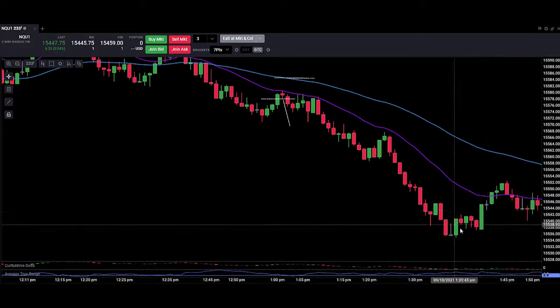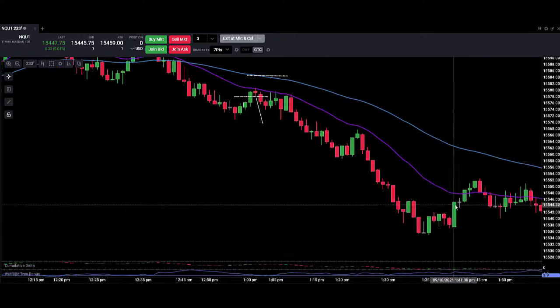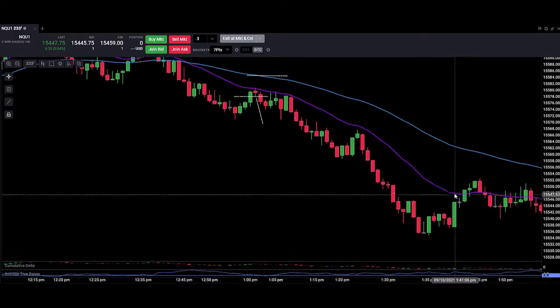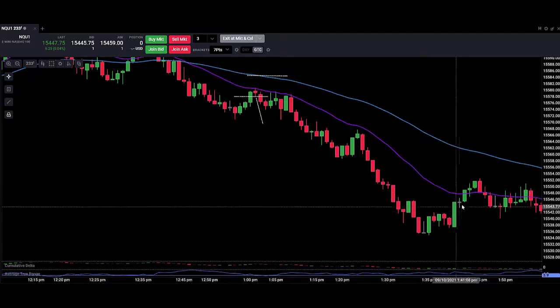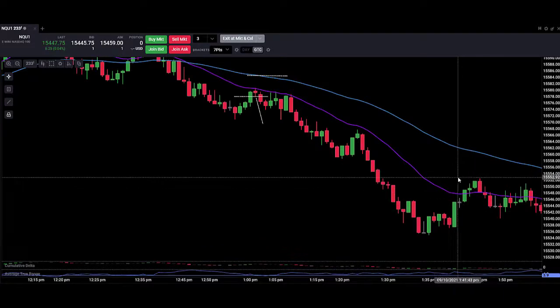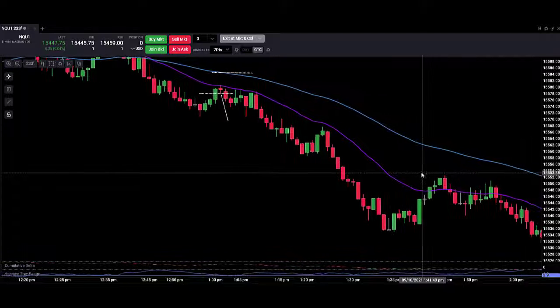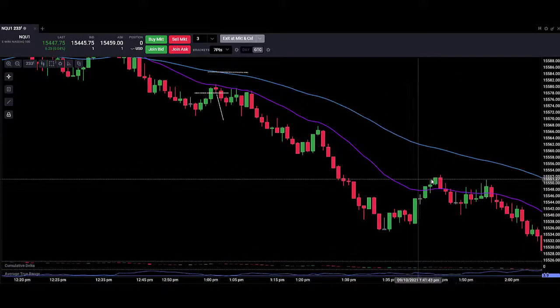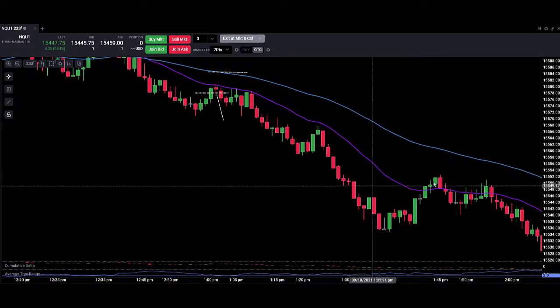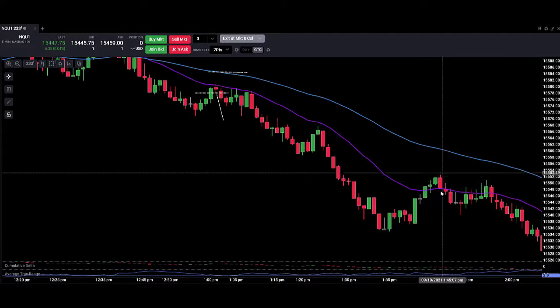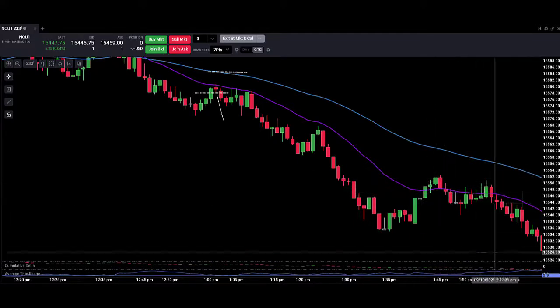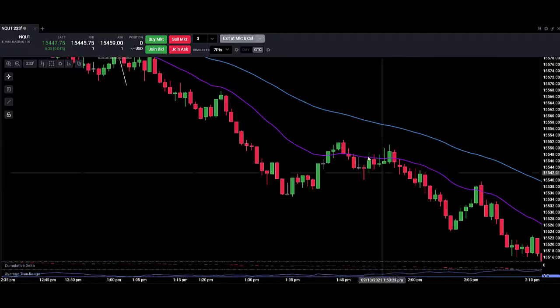Next time, we rallied back up. Nice indecision, not really inside the EMAs. I believe I did take this one, but it was a loser. But then I tried it again because we came up. You got the indecisions here, and we had this nice bearish candle, and then we went short again, and boom, it was a winner.